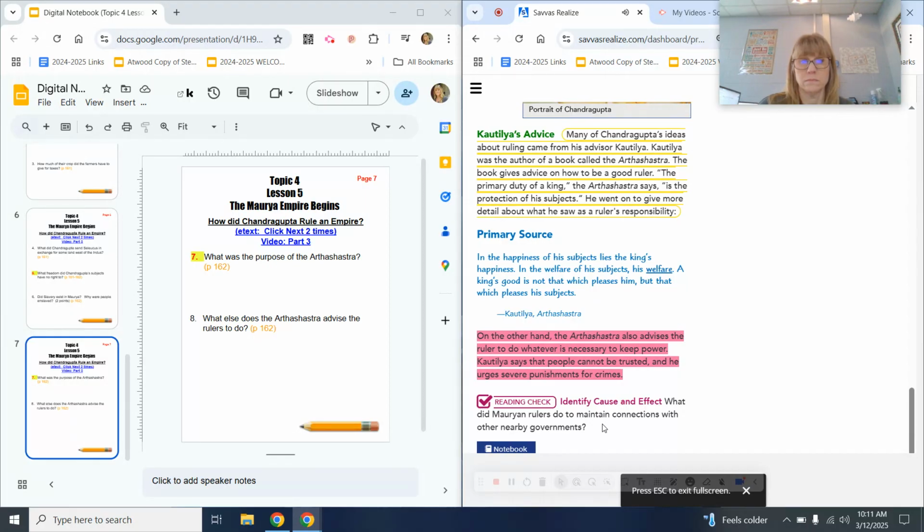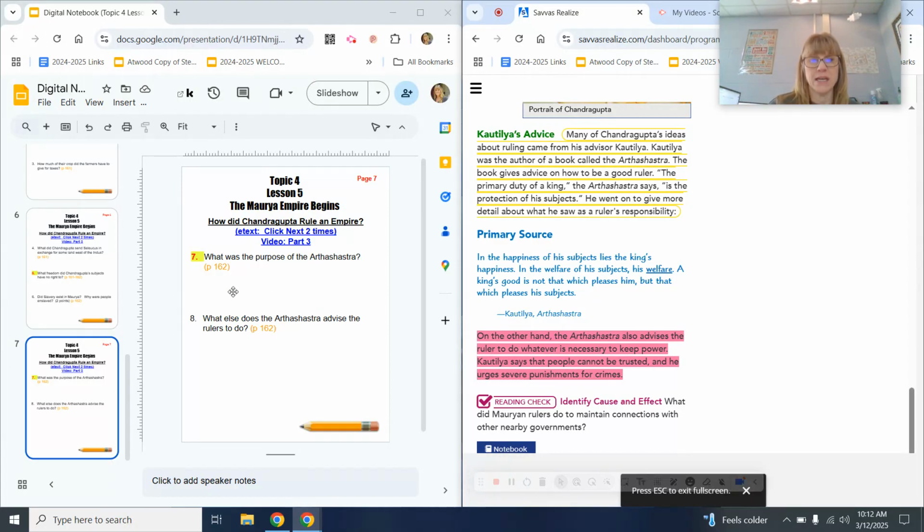Primary source. In the happiness of his subjects lies the king's happiness. In the welfare of his subjects, his welfare. A king's good is not that which pleases him, but that which pleases his subjects. Kautilya, Arthashastra. On the other hand, the Arthashastra also advises the ruler to do whatever is necessary to keep power. Kautilya says that people cannot be trusted, and he urges severe punishments for crimes.